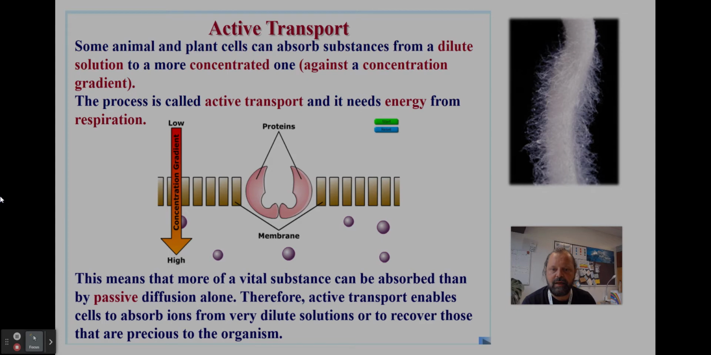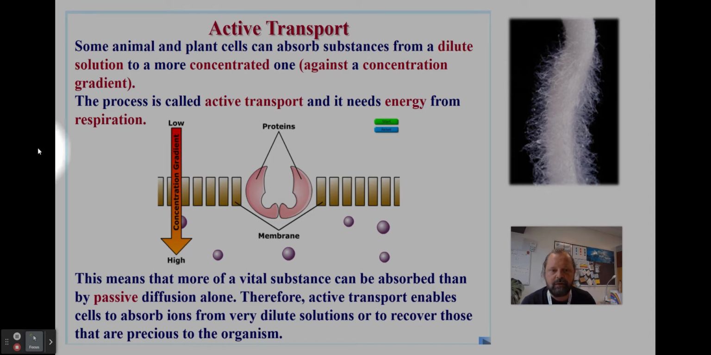And that means they need to drag that material against the concentration gradient from where there's fewer molecules to where there's already more of them inside cells. Think of it as pushing a shopping trolley up the hill full of stuff that you really, really want. And active transport therefore requires energy.